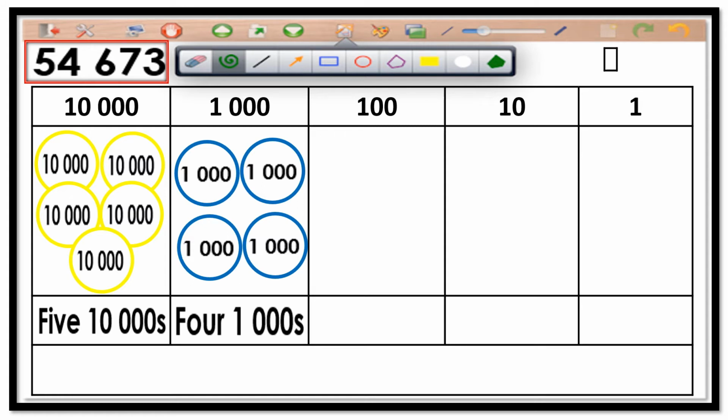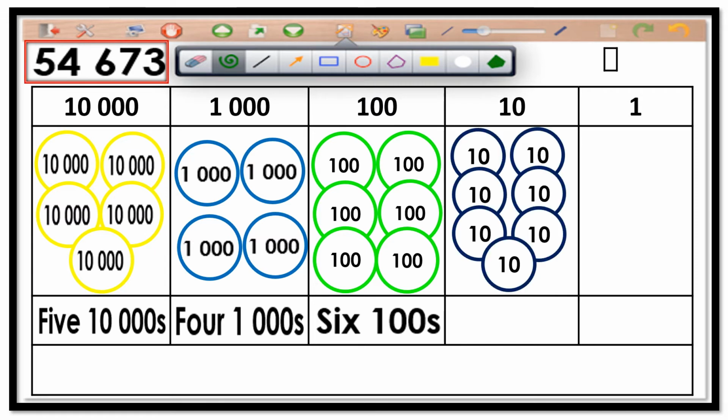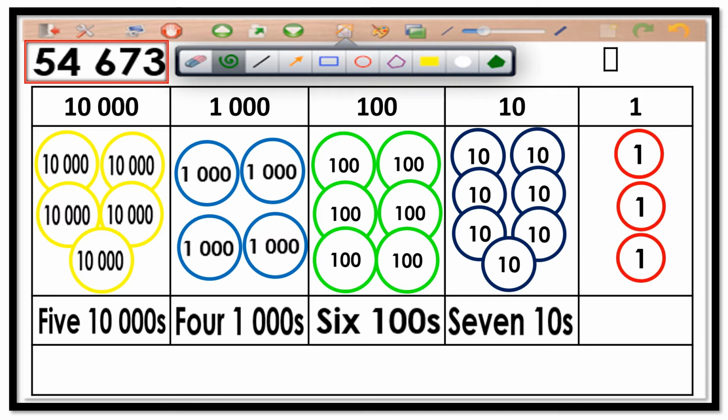So for the number disc for 100s, how many 100s are there in 600? So let us count. 1, 2, 3, 4, 5, 6. So there are 6 100s. And then tens. How many tens are there in 70? Let us count. 1, 2, 3, 4, 5, 6, 7. So there are 7 tens. And then for the last one, how many ones are there? 1, 2, 3. So there are 3 ones.